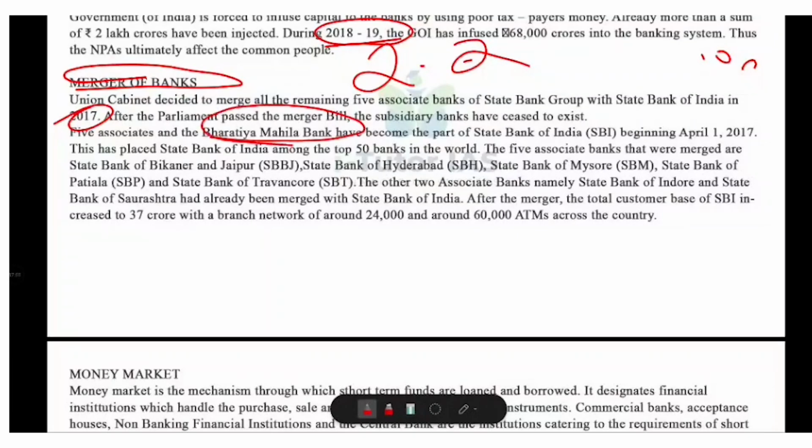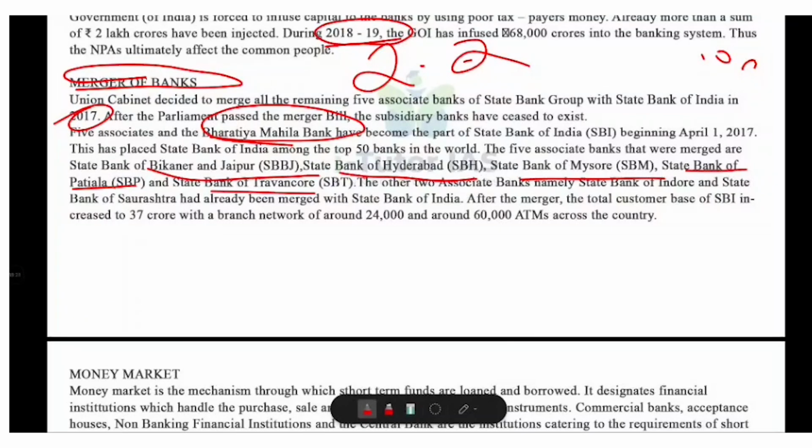Mahila Bank into the State Bank of India. This measure officially came into effect on April 1st, 2017. The banks that were merged were State Bank of Bikaner and Jaipur, State Bank of Hyderabad, State Bank of Mysore, State Bank of Patiala, State Bank of Travancore, and Bharatiya Mahila Bank. Earlier, State Bank of Indore and State Bank of Saurashtra had already been merged with SBI.